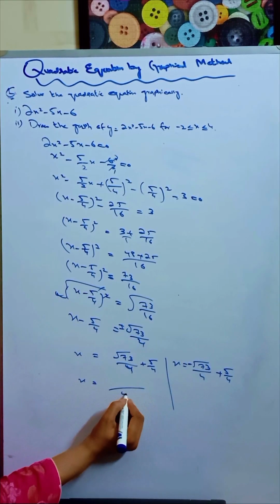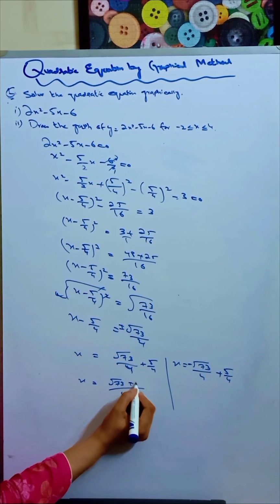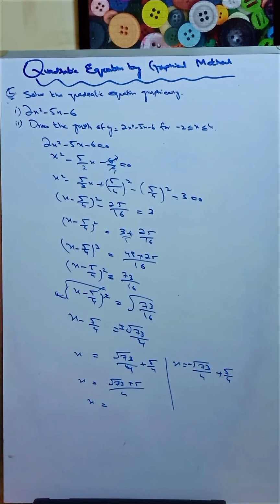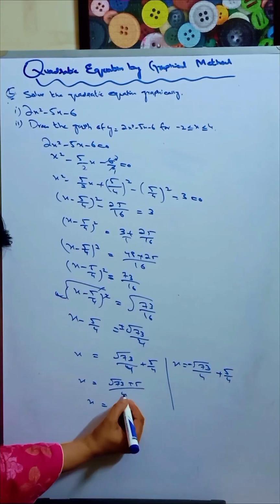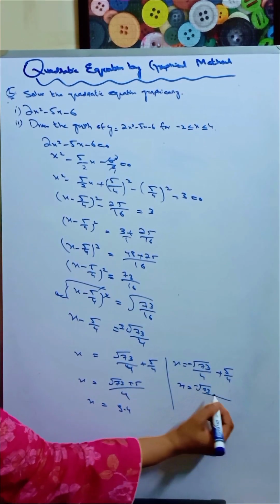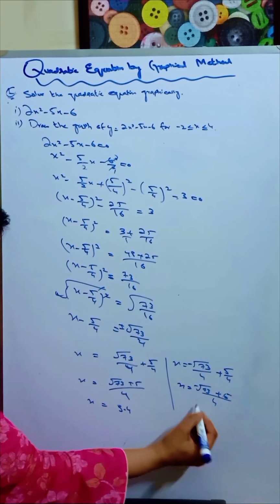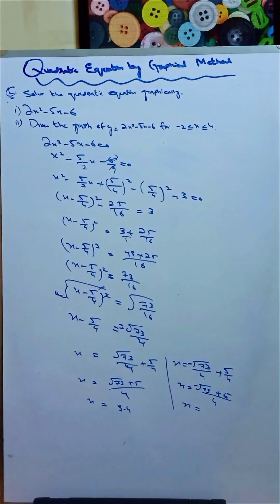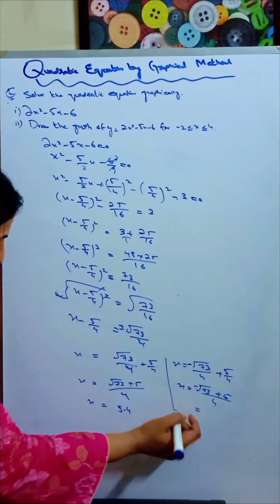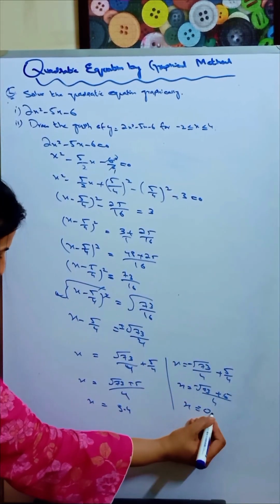x equals, taking the LCM, 5 plus under root 73 over 4. Solve this by yourself. Take under root 73, then add 5, divided by 4. The answer is 3.4. I have already solved it. You will solve by yourself like that. Under root 73 minus 5, divided by 4 gives the answer, that is minus 0.9. This is a rounded figure, as you know, minus 0.9.